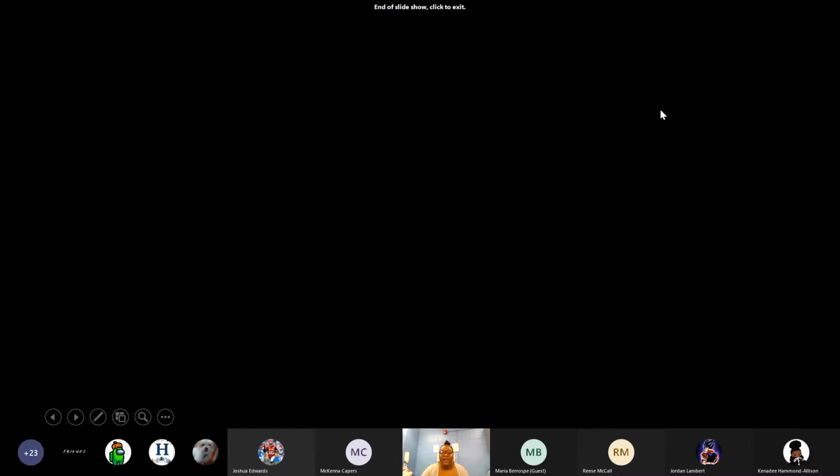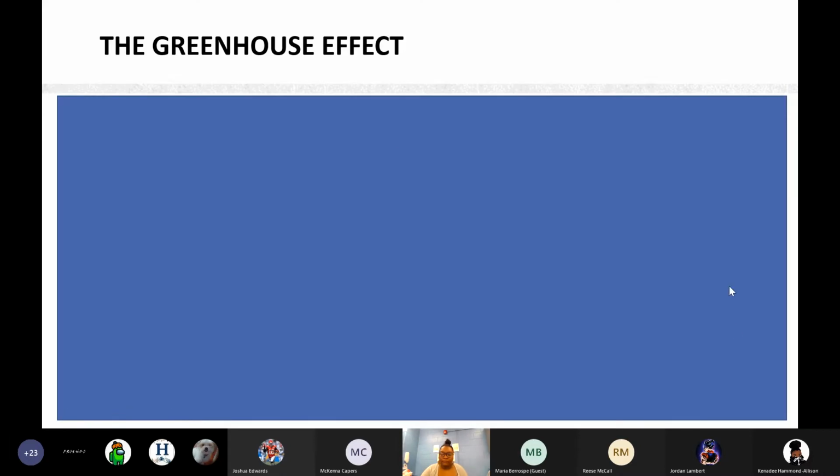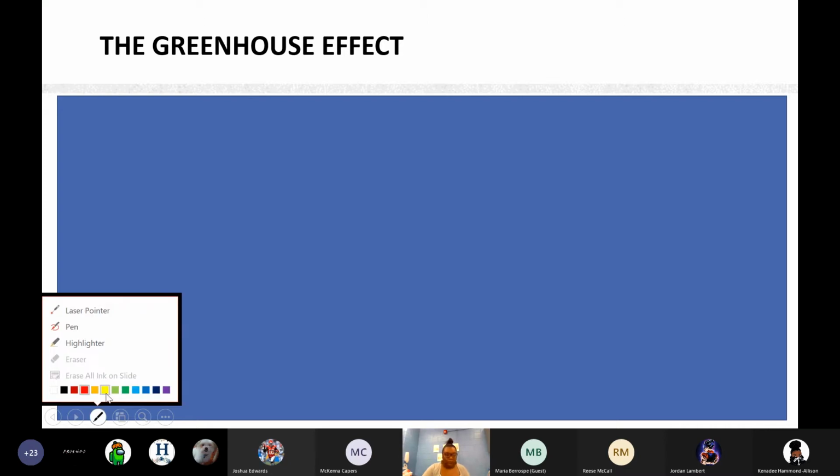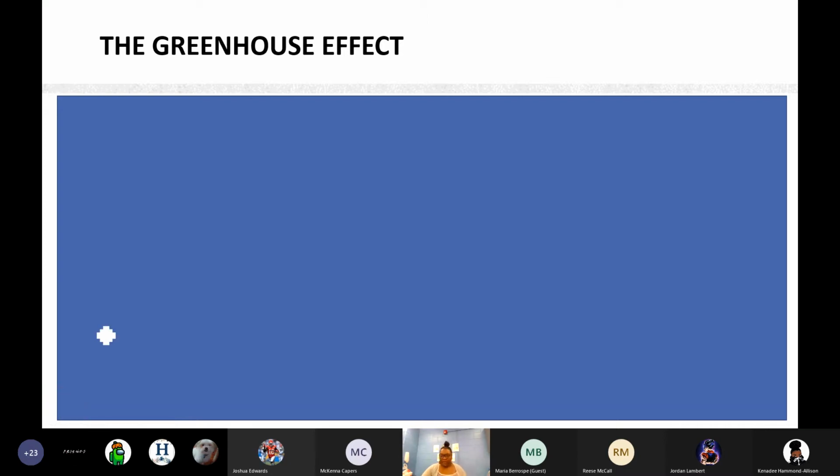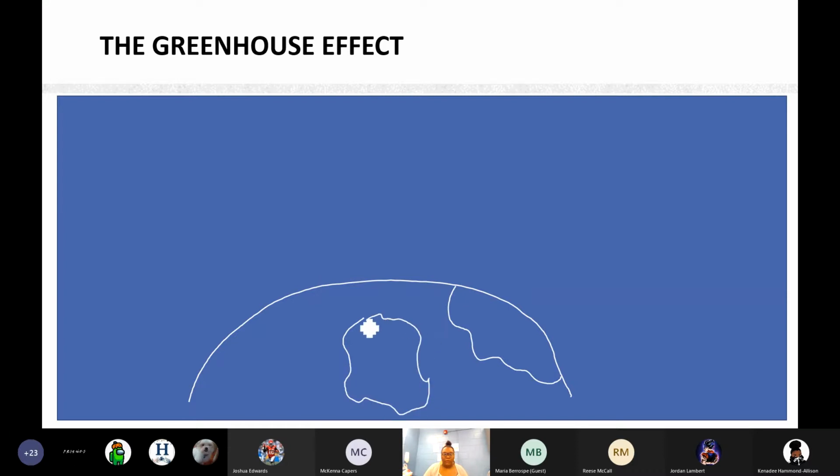The greenhouse effect. So before we write down a definition of what the greenhouse effect is, we want to make sure we draw a picture of that greenhouse effect. Here I'm drawing a rough picture of our Earth, and I do mean rough. And we're going to label this as our Earth.